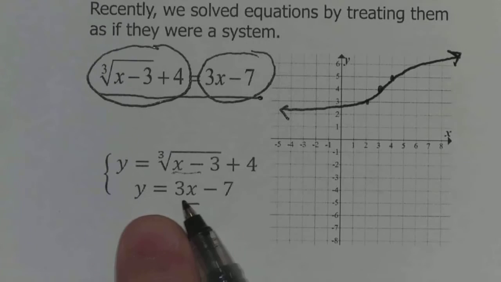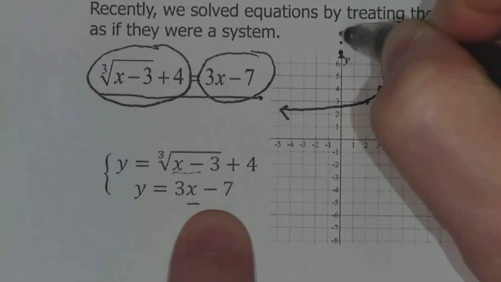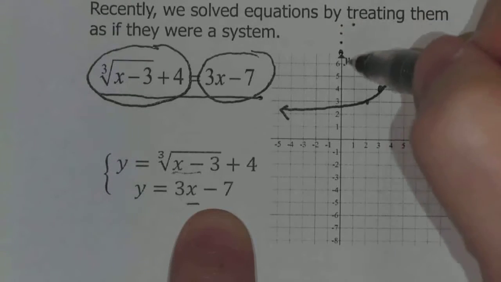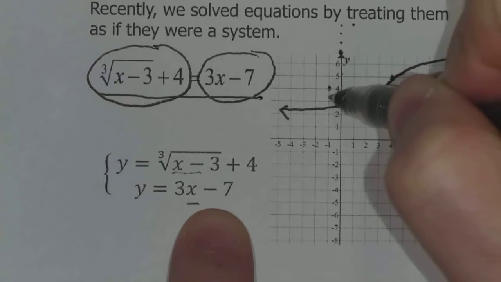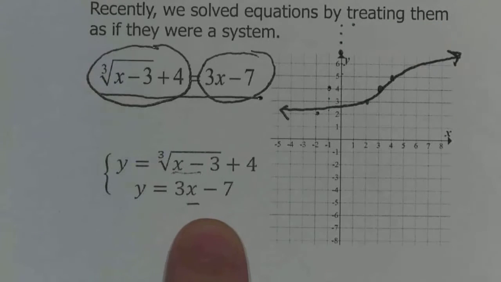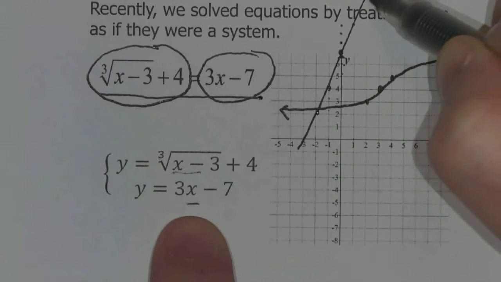This other one is a line that starts up at 7 and goes up 3 and over 1, which is kind of off the graph. So let's also go down 3 and over 1, down 3 and over 1. And draw your graph through those ordered pairs.